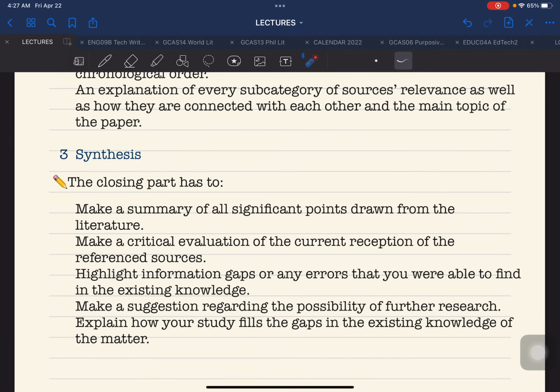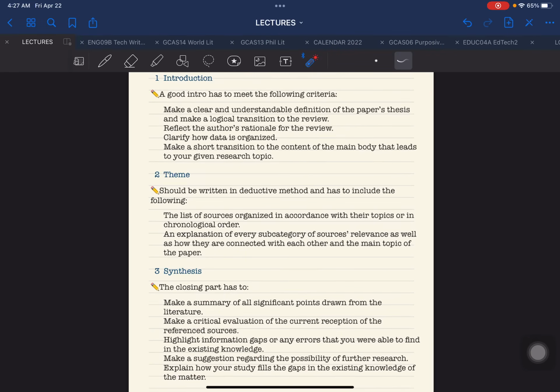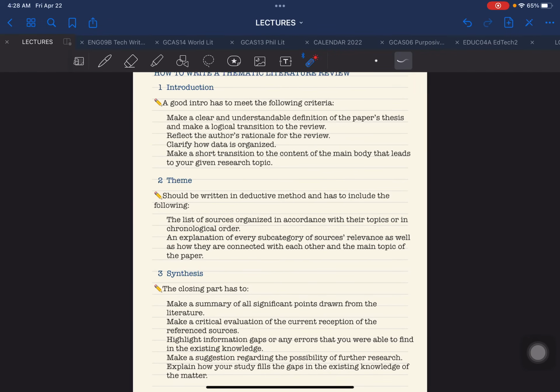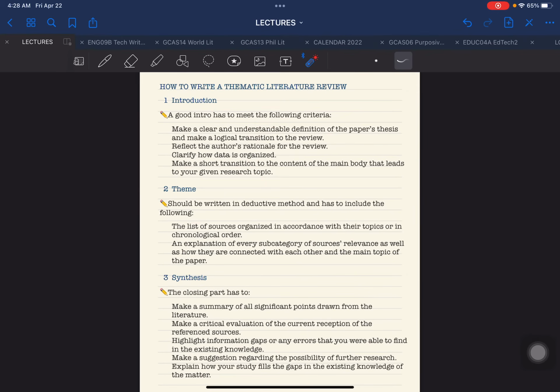So basically, the thematic approach is divided into 3 parts. So I divided this into 3 parts. It's like writing a composition wherein you have the introduction, the body, and the conclusion. So instead of using those parts, we have the introductory statement. You have the theme for the thematic approach. And then you have the synthesis, which is very crucial in writing the literature review.